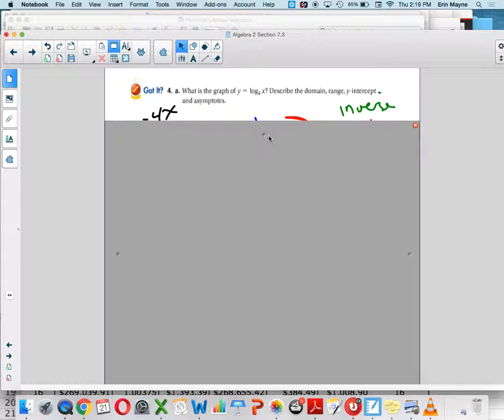Now, we want to pay close attention to this logarithmic table because we're going to use it on this slide and on another slide.